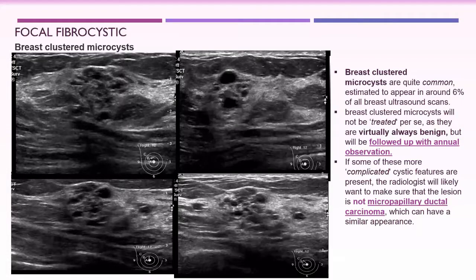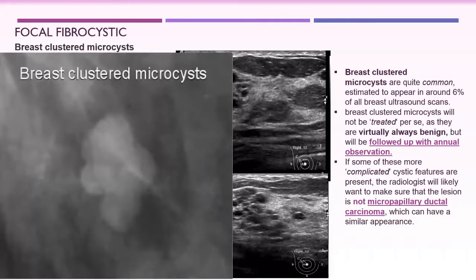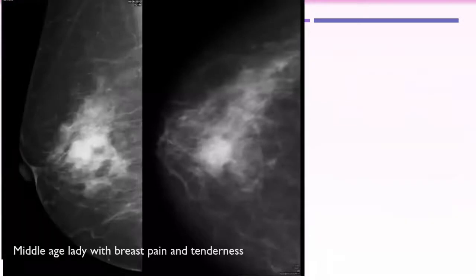Why? Because micropapillary DCIS can present as microcysts, but usually it will not be just simple. You might find some subtle distortion, subtle microcalcification, or complexity, a soft tissue component. Look for these changes. You have to follow it up to make sure it is not micropapillary DCIS. Sometimes clustered microcysts can appear as a microlobulated soft tissue mass on mammography, like this.